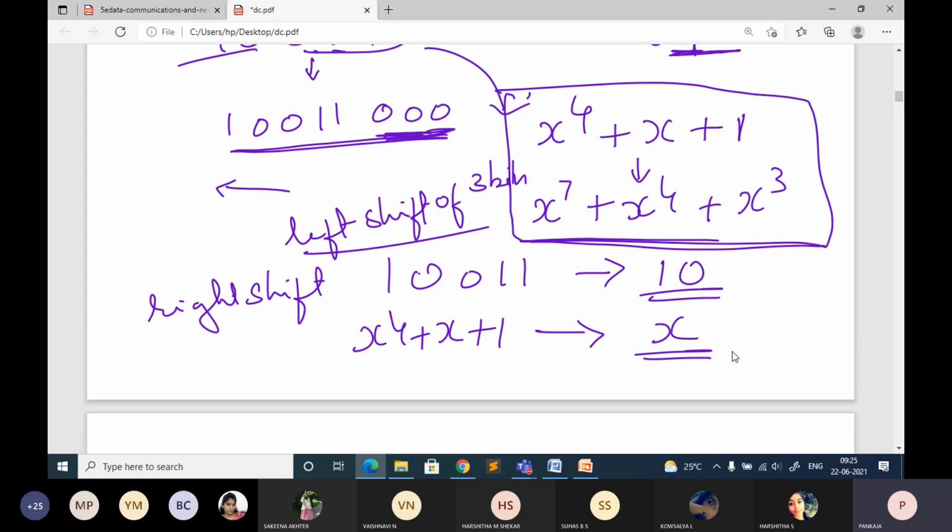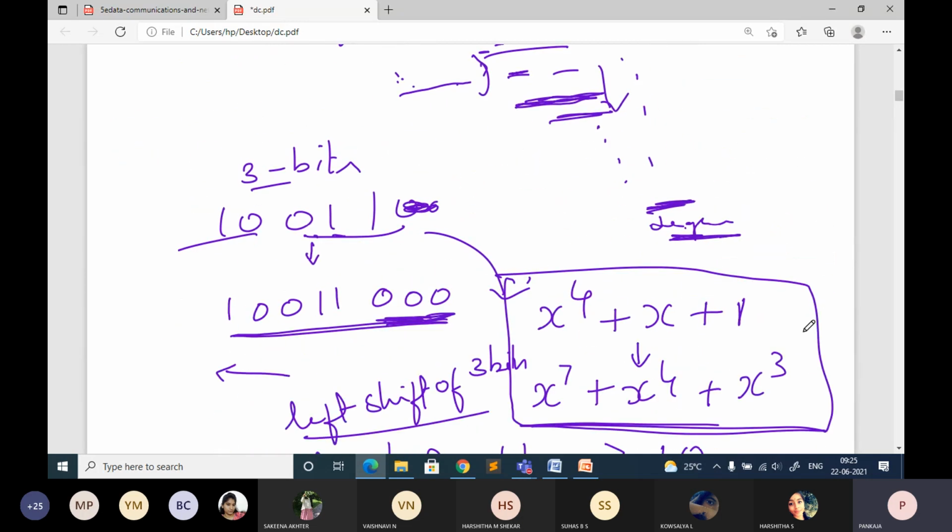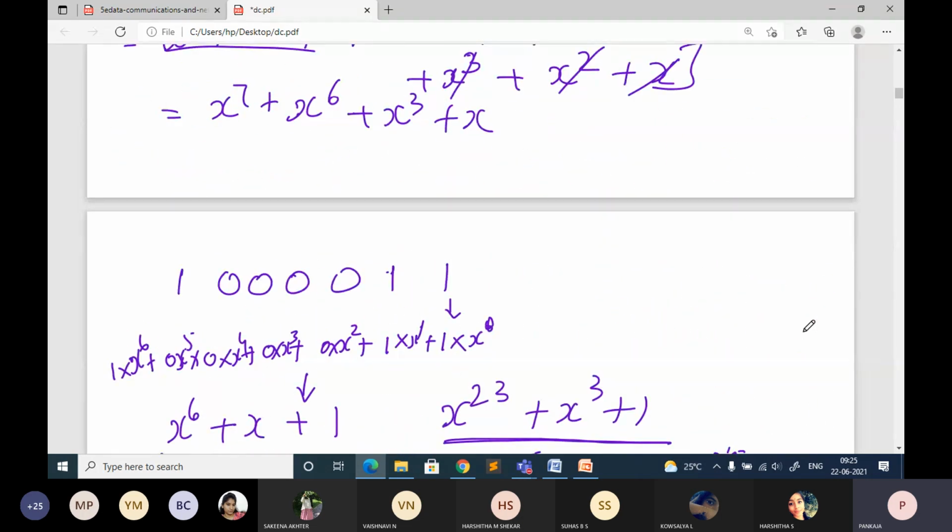Just remember these important operations. We'll try to solve that CRC using the polynomial.